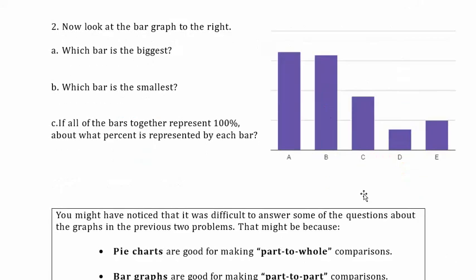All right, let's go ahead and do the same kind of thing with a bar graph. Let's look at the bar graph to the right. Again, it's not labeled. We don't know what the scale is on the vertical axis. We don't know what's being represented on the horizontal axis, but we do see how these compare to each other. So answer questions A, B, and C. Pause the video and do that now.